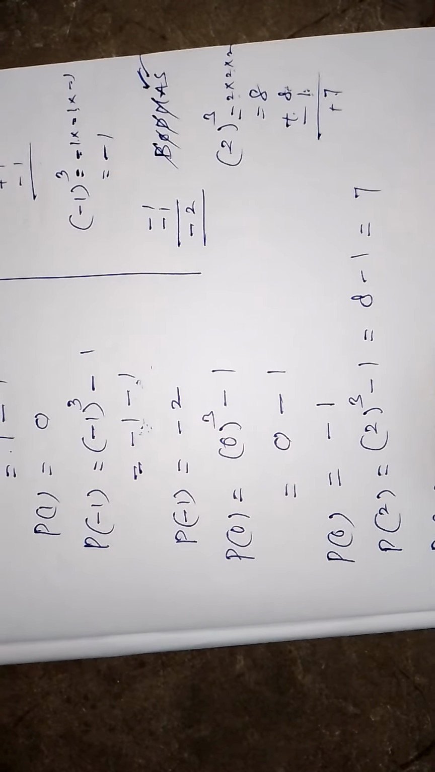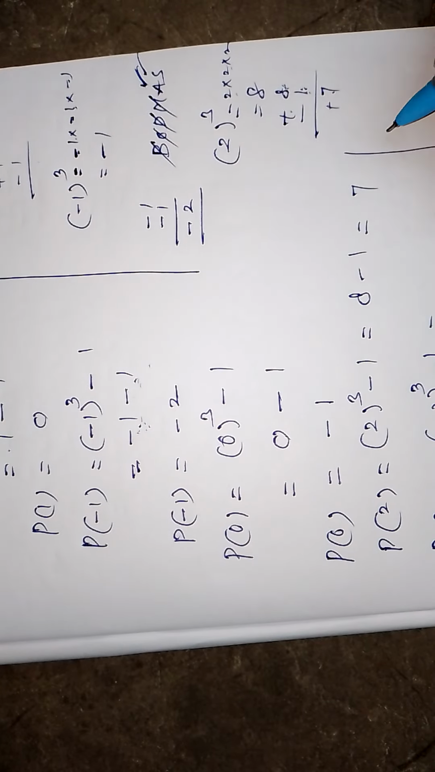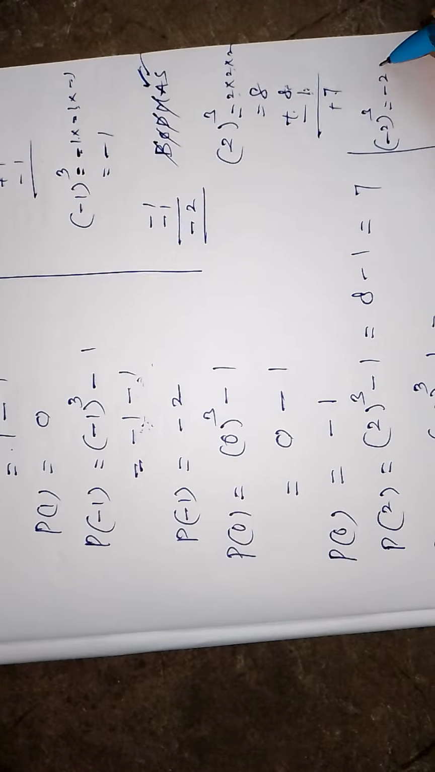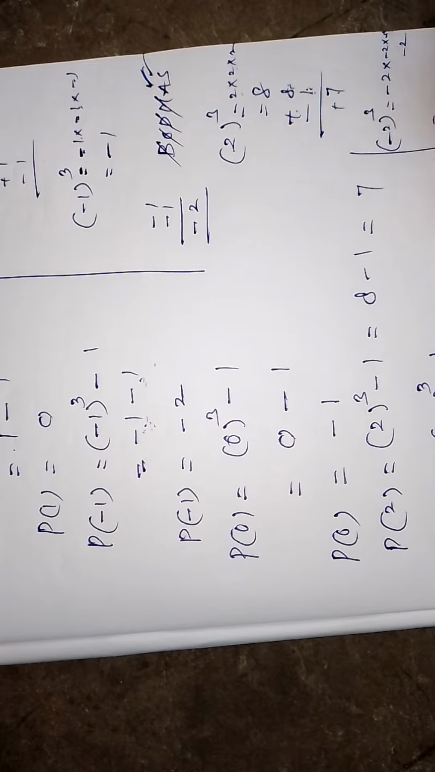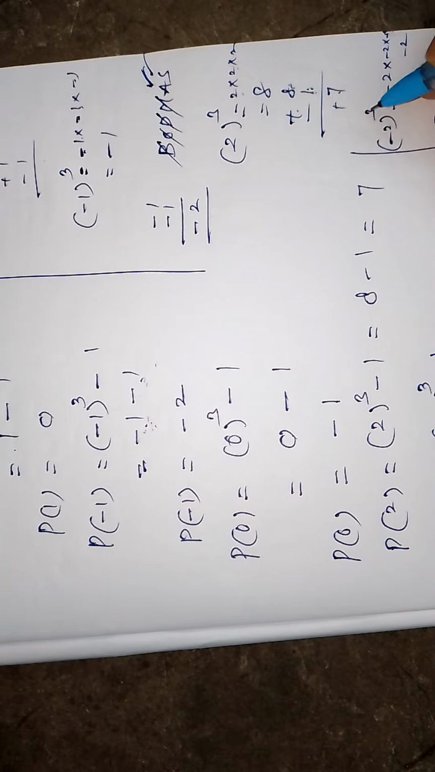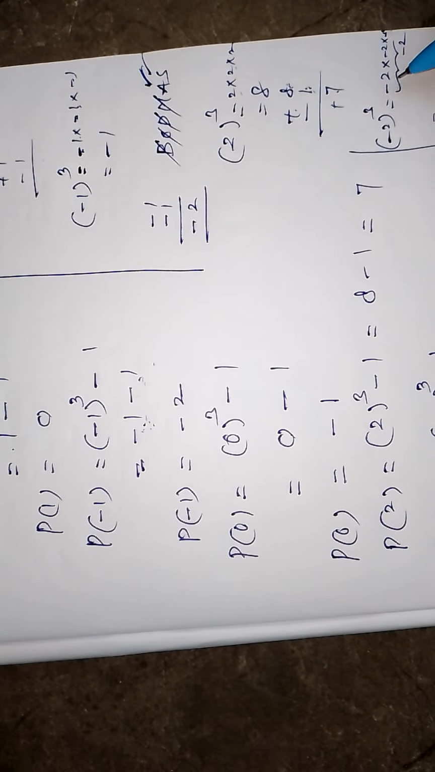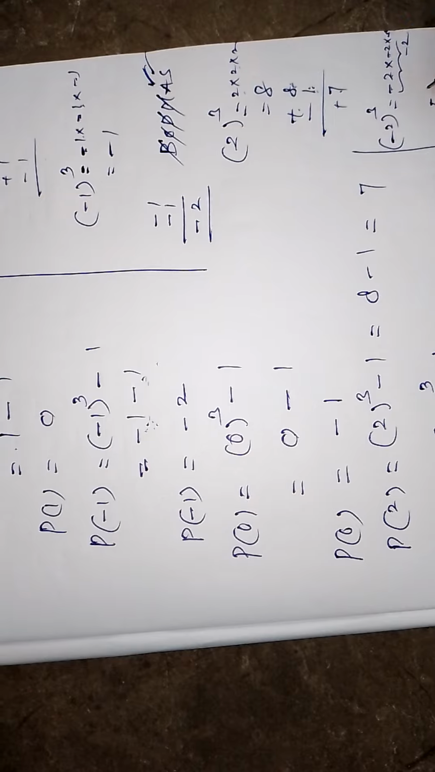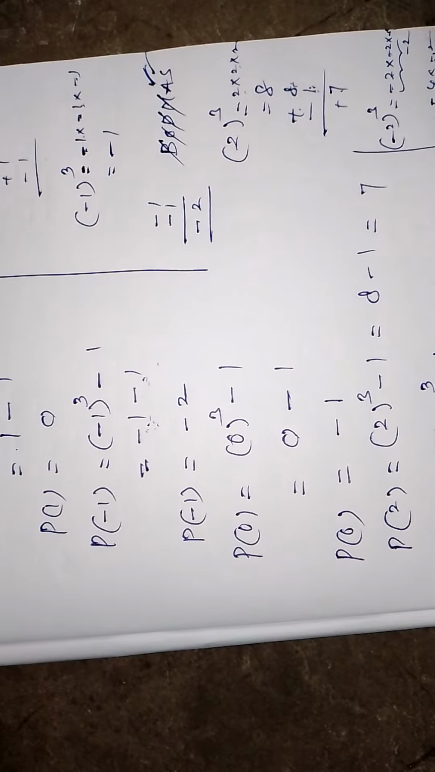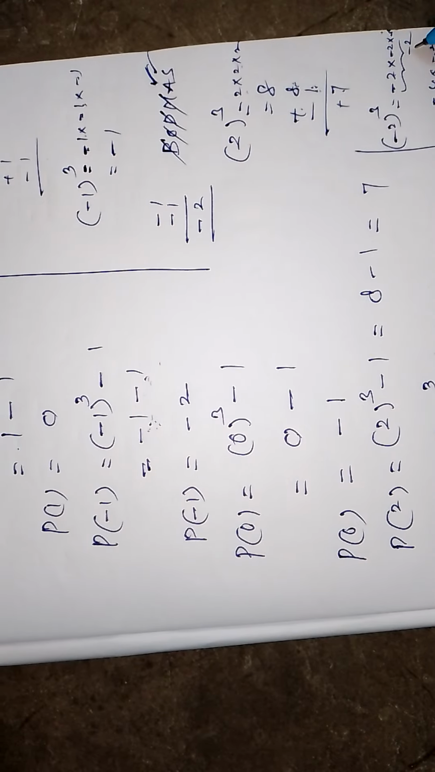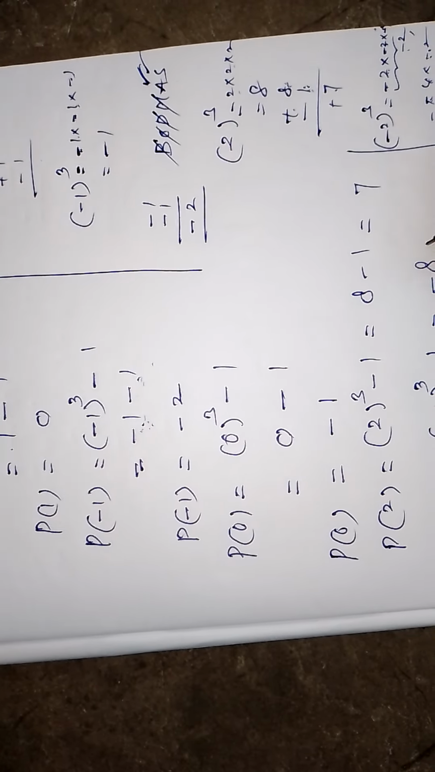So p of minus 2 means minus 2 whole cubed minus 1. Minus 2 whole cubed means minus 2 into minus 2 into minus 2. You should multiply the base, whatever the base mentioned, that number of times as the power mentioned. First, minus into minus is plus, 2 2s are 4, into again minus 2, plus into minus is minus, 4 2s are 8. So directly you can do that: minus 2 into minus 2 into minus 2 is minus 8, then minus 1.